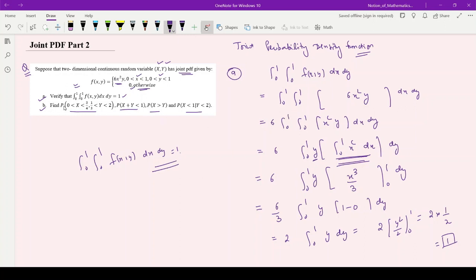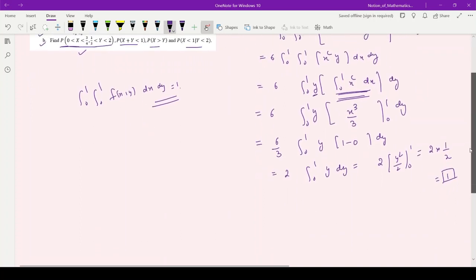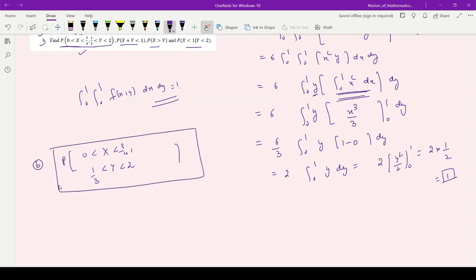Now thereafter we have to obtain this particular probability. What is the probability here? In this part, x is from 0 to 3/4 and y is from 1/3 to 2. So let me continue this here, in the B part. First of all, we have to find the probability of x from 0 to 3/4 and y from 1/3 to 2.